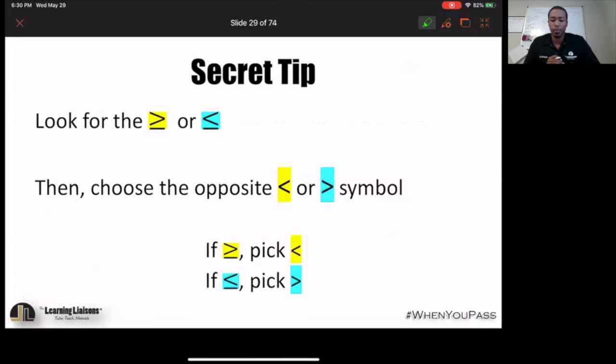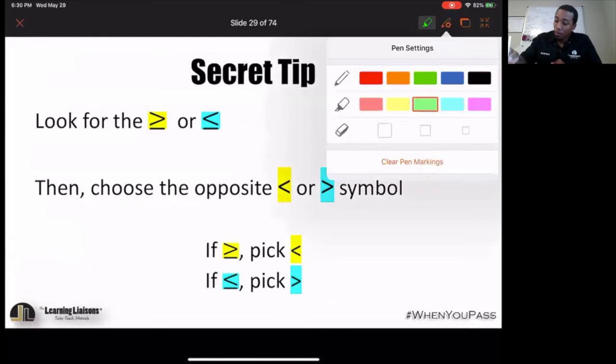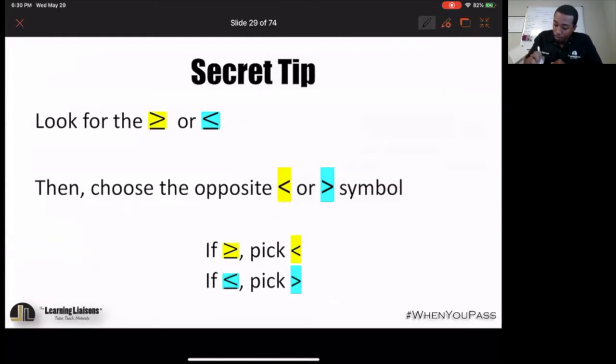Here's the secret tip. You want to look for that symbol, the greater than or equal to or the less than or equal to, and just pick the opposite symbol. So if you see the greater than or equal to symbol, pick less than, automatically the answer, no matter what. If it is less than or equal to, pick the greater than symbol. If it doesn't make sense right now, that's okay. You can just follow that rule. You will get it right automatically every single time.